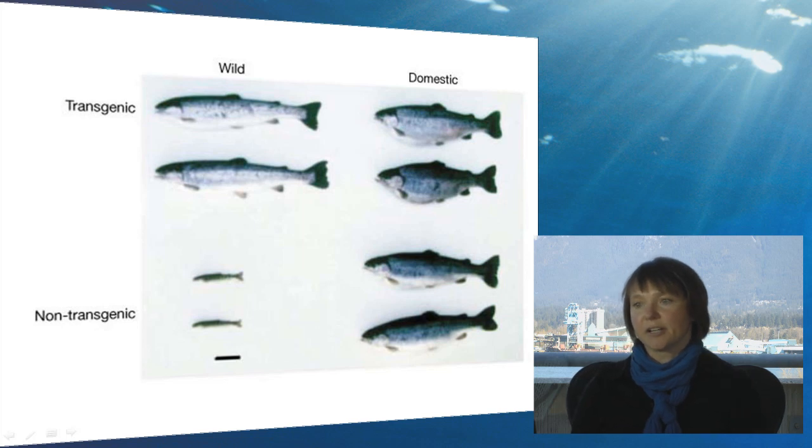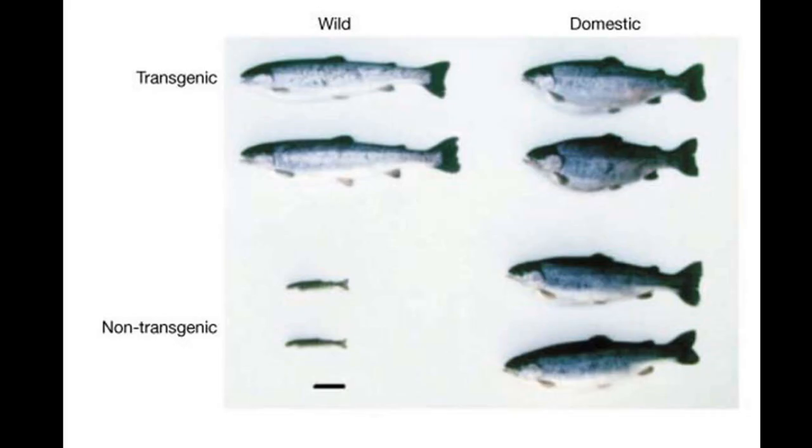You see similar effects with other species. This shows the impact of the transgene on rainbow trout. If you focus on the left-hand side of the figure, the large fish at the top indicate the transgene in trout, and at the bottom is the non-transgenic fish. So again, quite significant differences in growth.